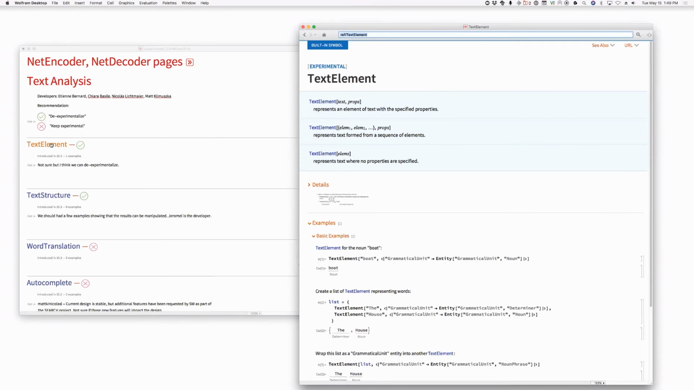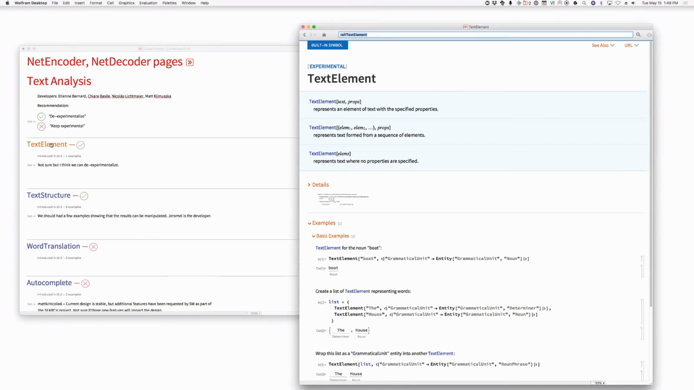And so there's an analog of this for that, which I think we kind of need to look at. Now, with respect to text structure, why on earth do we not want to de-experimentalize word translation? That seems to be a case that is rather straightforward. What is the problem with that?